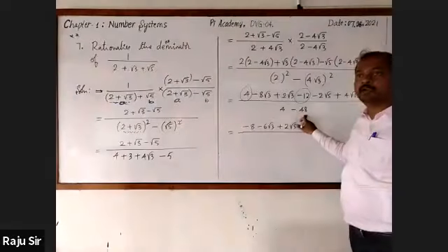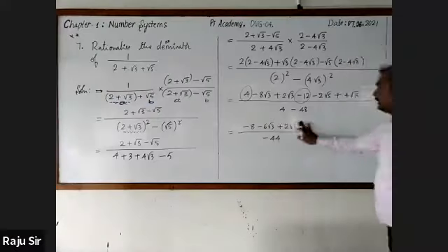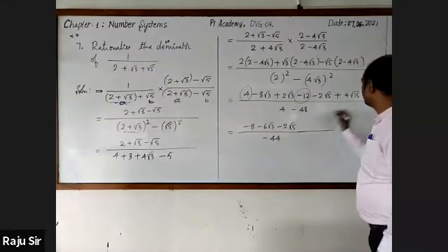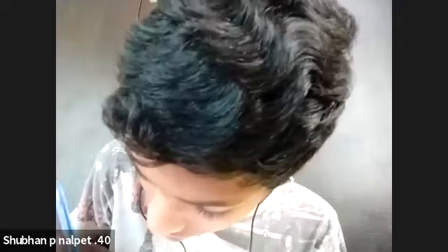Now 4 minus 48. Sir, how will minus 2 root 5 and plus 4 root 15 get added, sir? Because the radicands are different. Yes, you cannot add them. So 6 root 3, write them as it is. Minus 2 into root 5 plus 4 into root 15, write them as it is.